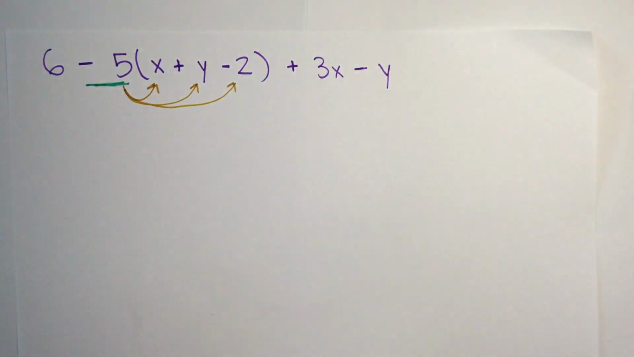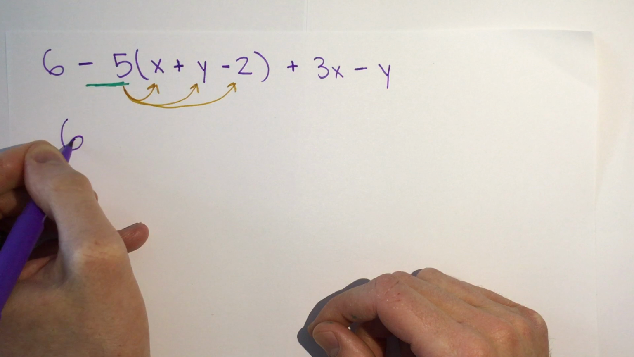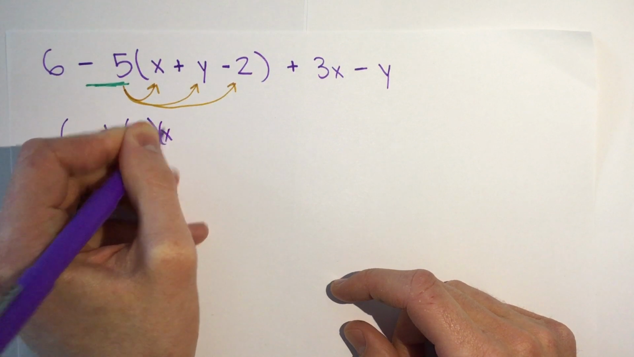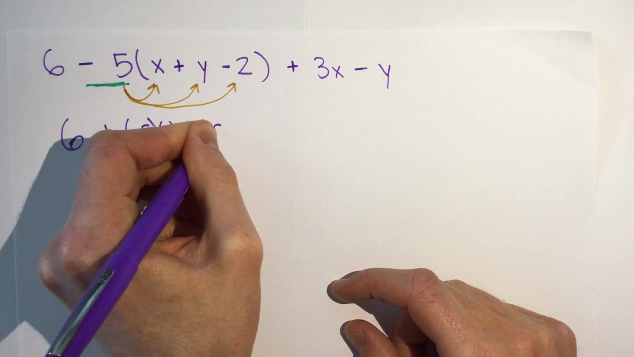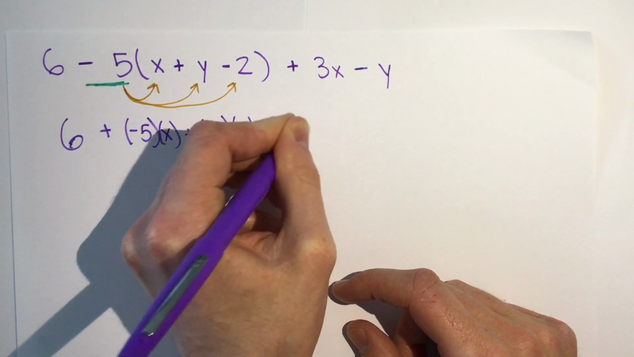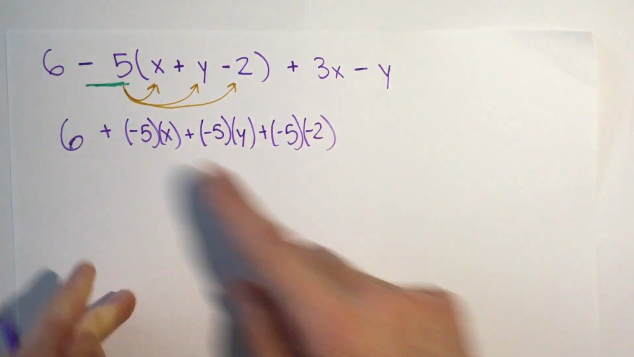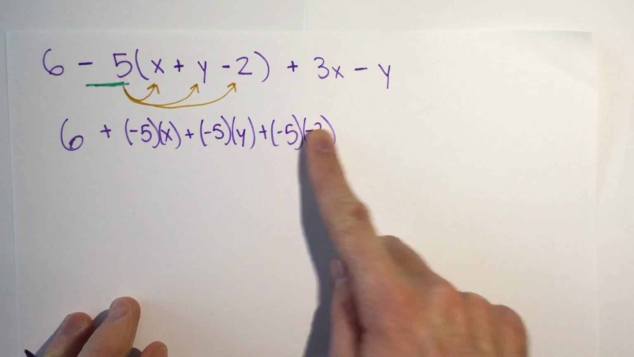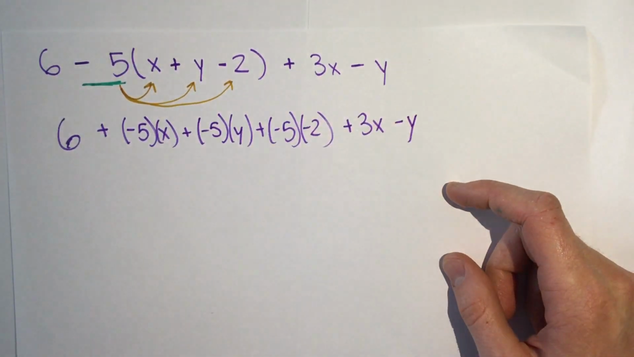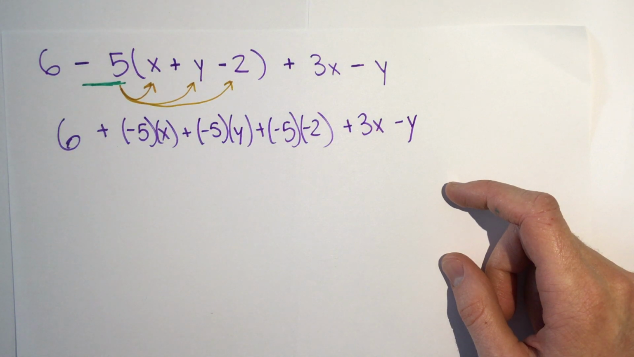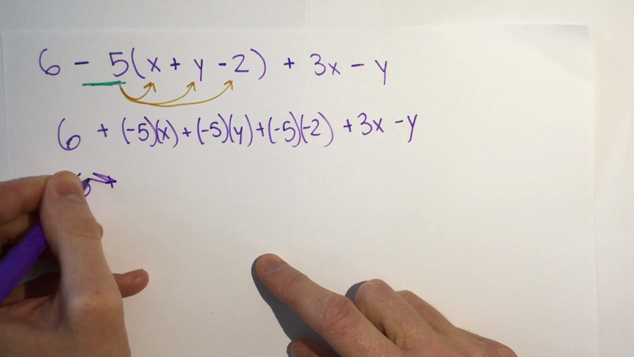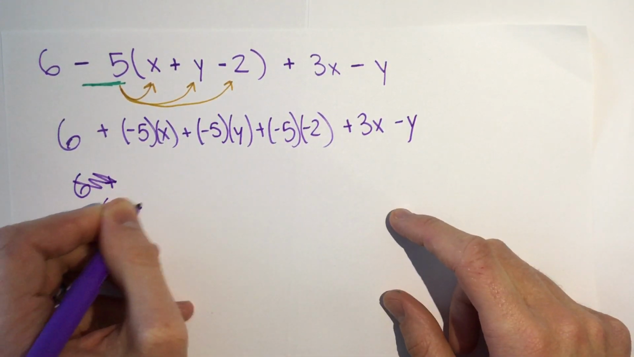We'll rewrite the other parts. We have 6, then plus negative 5 times x, plus negative 5 times y, plus negative 5 times negative 2. So we did the distributive property to each one. And at the end we have plus 3x minus y. Now we can multiply all of those things. Negative 5 times x is minus 5x.